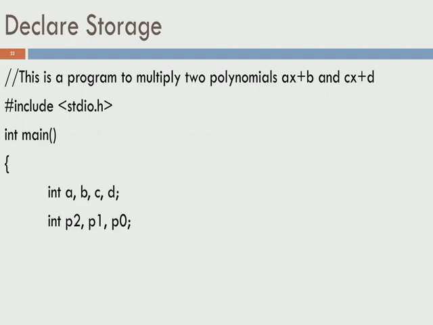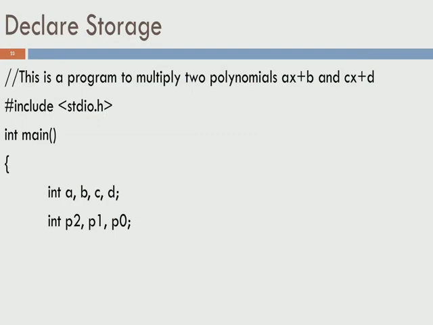I already have a small program written up here. We start with declaration of storage, that is step 1. Again, ignore the first few lines. You see that there is int a, b, c, d and int p2, p1, p0. This is very much like what we did earlier. We have a, b, c, d, so we need 4 coefficients, and the product polynomial has only 3 coefficients, p2, p1 and p0 is the name that I am giving them.